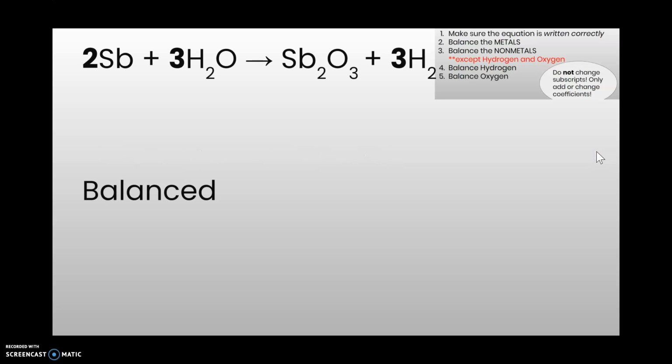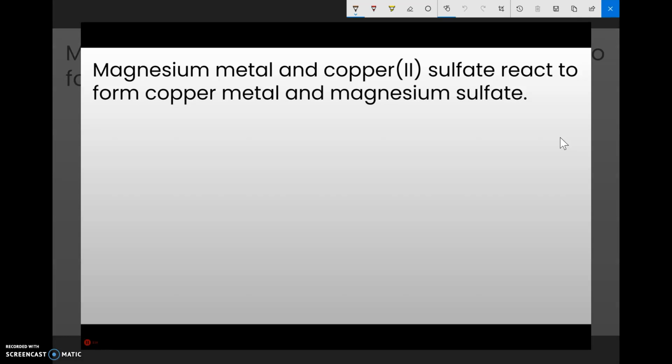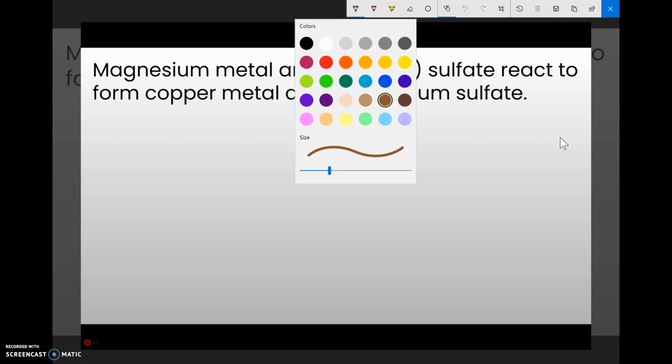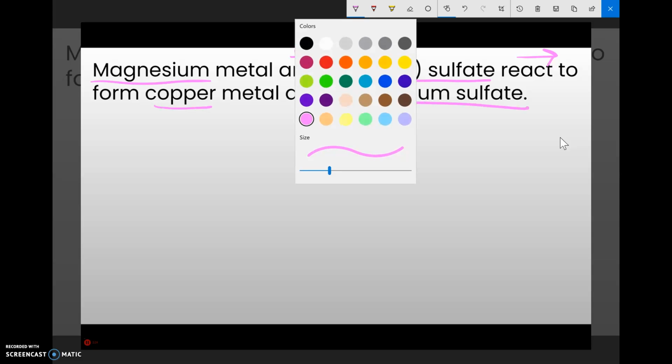Okay, this one we've got magnesium. Metal's just telling us more about it. And is a plus sign. Copper 2 sulfate. Reactive form is our arrow. Copper and magnesium sulfate. Okay, let's go ahead and write out these equations.